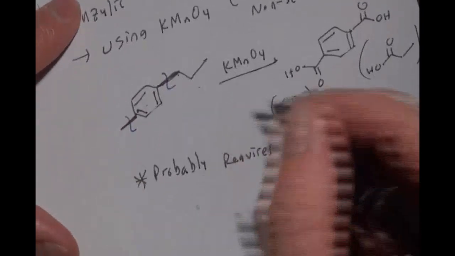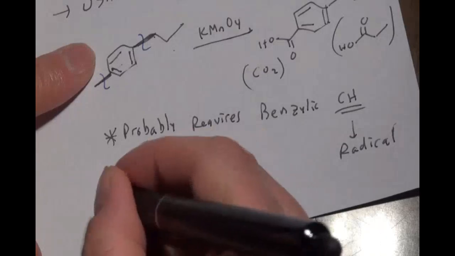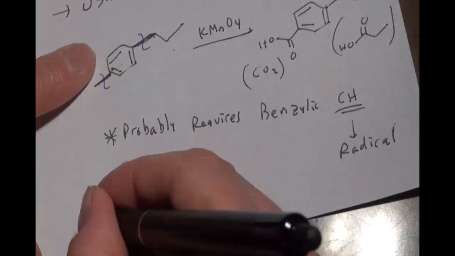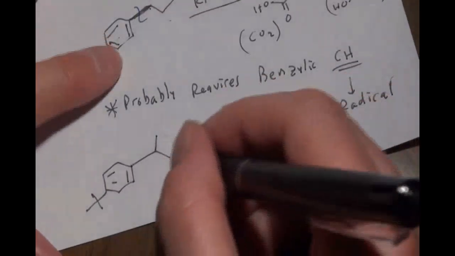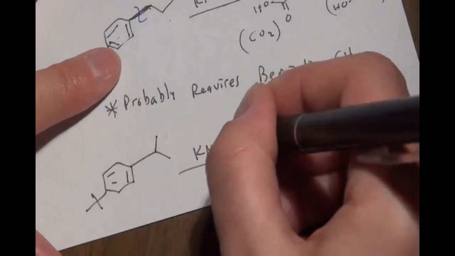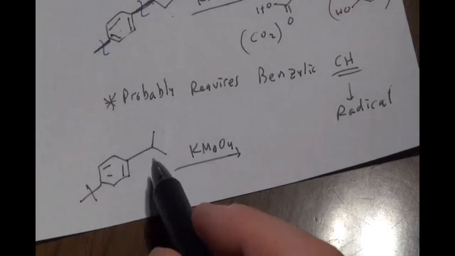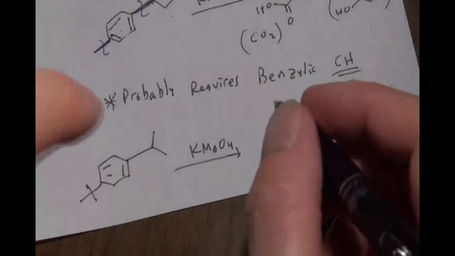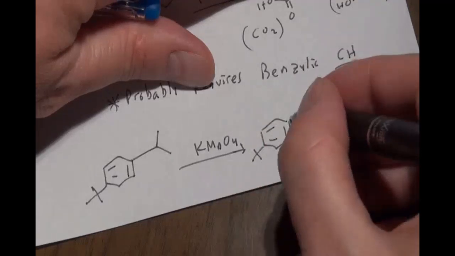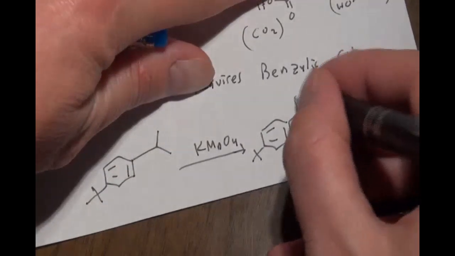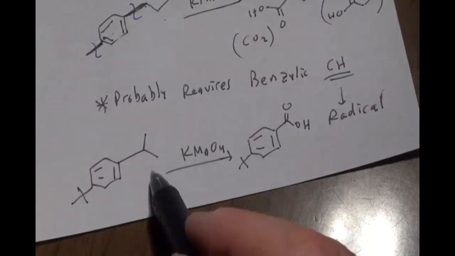It's an interesting example. If you take a similar molecule with a tert-butyl on one side and isopropyl on the other and do KMnO4, which of these has a benzylic hydrogen? Well, not the tert-butyl, but yes, the isopropyl. So the left side's immune to this reaction. The right side, somehow those other things get kicked off.